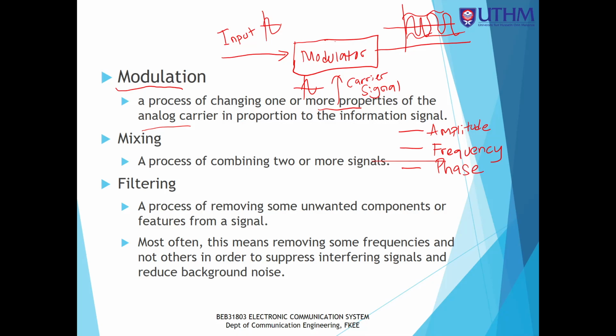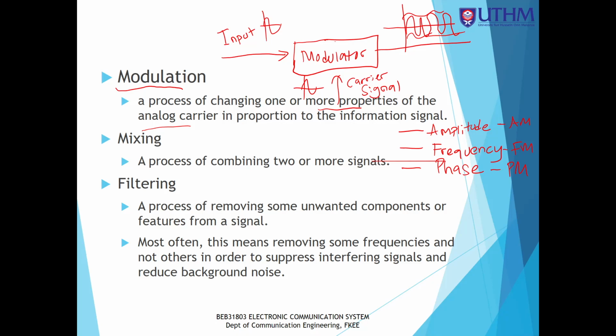Okay, so if the amplitude of the carrier changes in accordance with the input signal, we call it AM, amplitude modulation. If the frequency of the carrier changes in accordance with the input signal, we call it FM, frequency modulation. If the phase of the carrier changes in accordance with the input signal, it is called PM, phase modulation. So ada tiga characteristic. There are three characteristics that you will learn in chapter 3 and chapter 4.